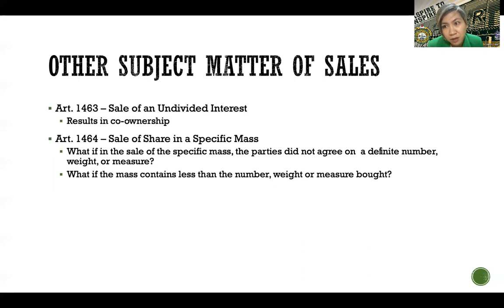So another subject matter of sales will be the sale of an undivided interest. And if the subject matter is of such nature, it is still undivided, what happens is that it will result in a co-ownership between the parties. And in the sale of a share in a specific mass, 1464 provides the rules on what extent ownership is acquired. Because what is being sold here is just a share in a specific mass.